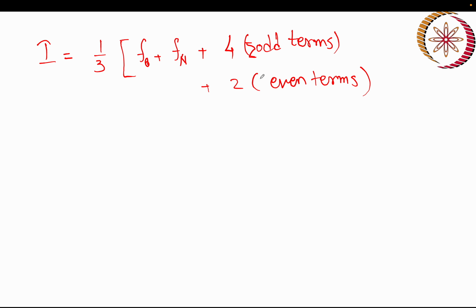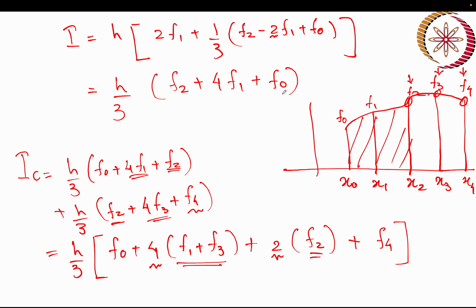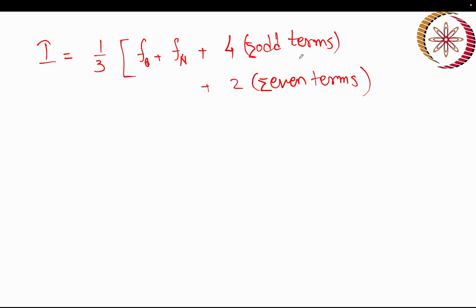So we have to take sum. So sum of odd terms, sum of even terms. Okay, and one more thing is numbering is important. So if you start the numbering instead of x0 with x1, things will change. But if you are following this numbering x0, x1, x2, x3, then this equation you can use.